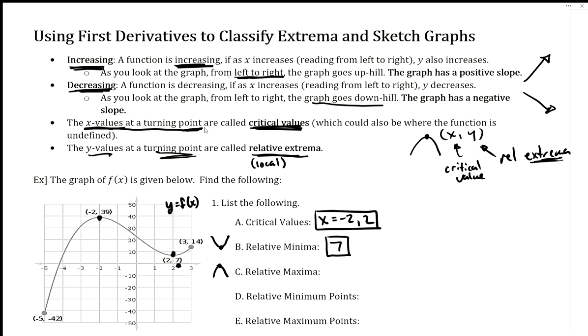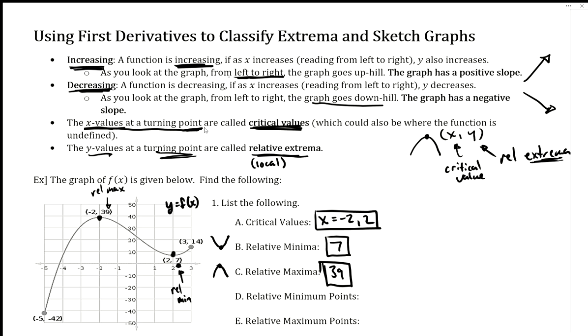The relative maxima is where I've got my higher turning point. That looks like the 39. Let's label it on here: we'll abbreviate relative max. The 7 is the relative minimum, and 39 is the relative maximum.